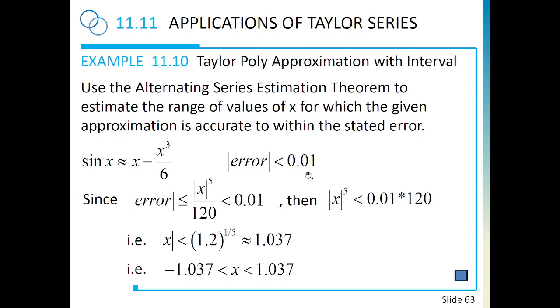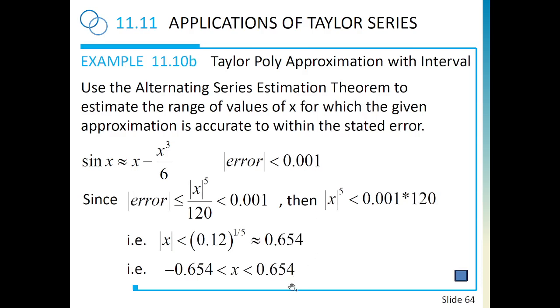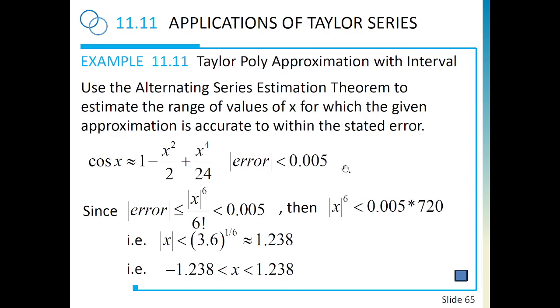So if you want a precision that is lower, you get x within a larger interval. Better precision, shorter interval. So similar question here. Again, we are going to use the alternating series estimate for cosine, expanded obviously at 0. So this is the Maclaurin polynomial of degree 4 in this case. It is given, and the requirement is that the error be smaller than 0.005.